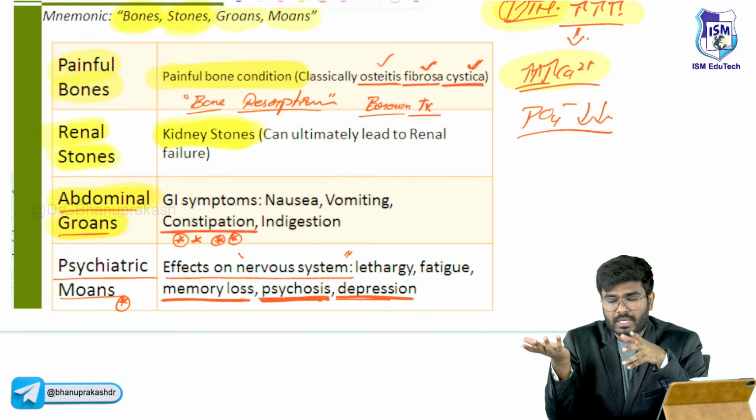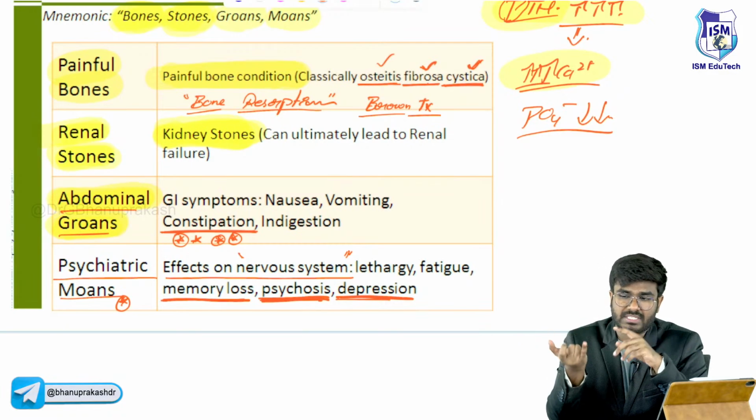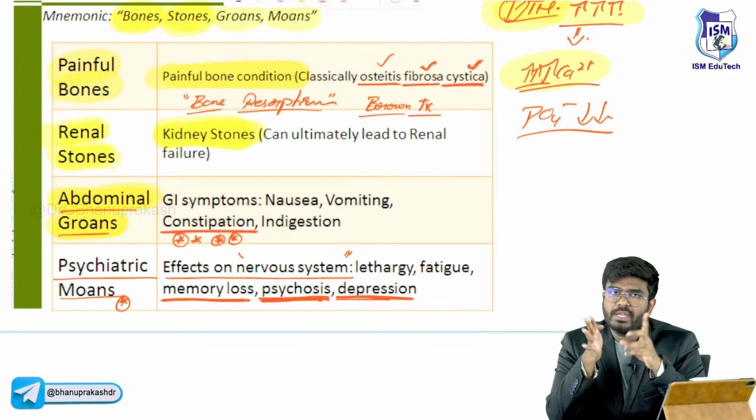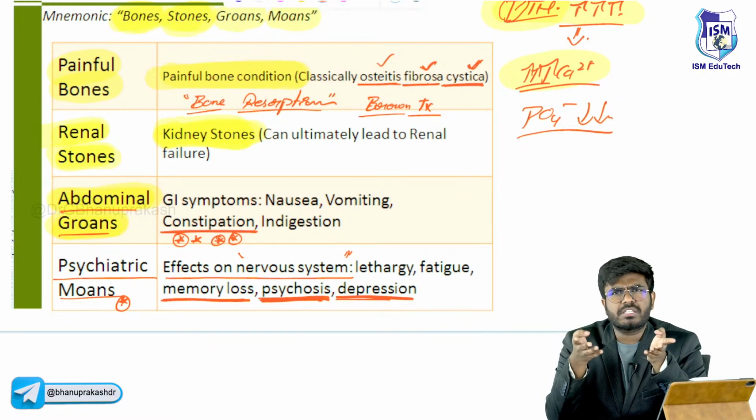In primary hyperparathyroidism, the patient can have hypercalcemia. So remember, the mnemonic which you need to know for your exams is, in primary hyperparathyroidism, the patient is going to have bones, groans, moans and stones. Okay, these things you can interchange.